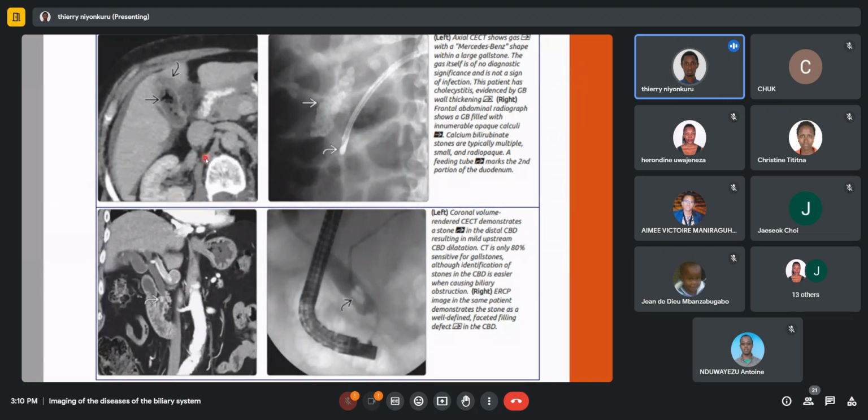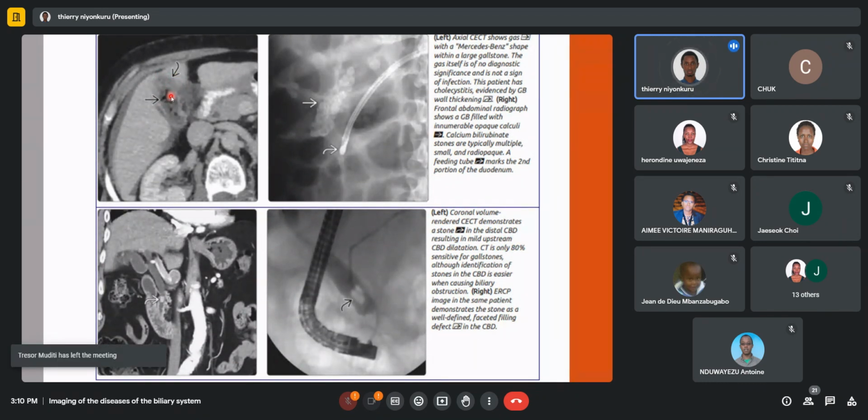On this contrasted axial CT scan, we can see what we call the Mercedes-Benz sign. It is a large stone, and we can see pericholecystic fluid around the gallbladder wall and this stone.